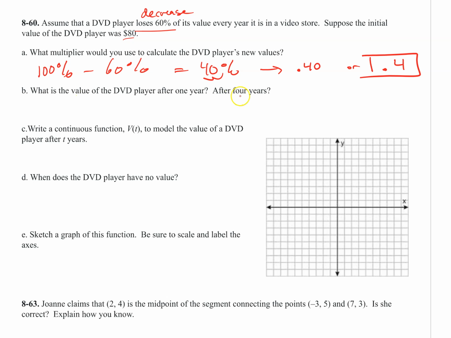What's the value of the DVD player after 1 year? So let's make an equation out of this. Let's skip ahead to part C. V of t equals starting value, which is 80, times our multiplier raised to the power t. It's going to be 0.4 to the power t.